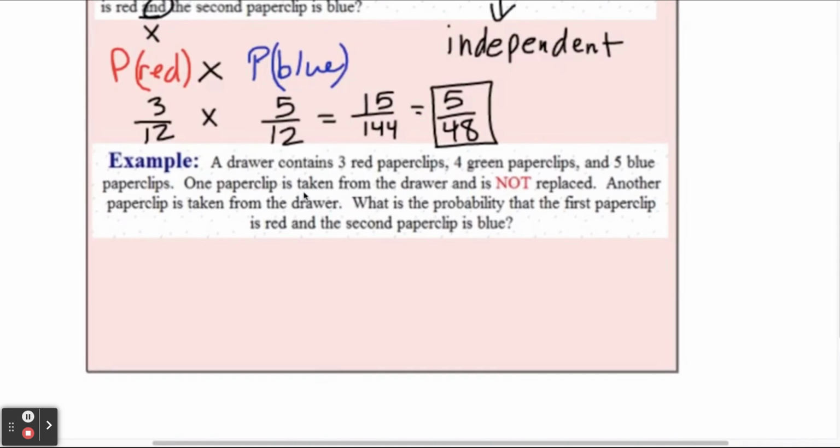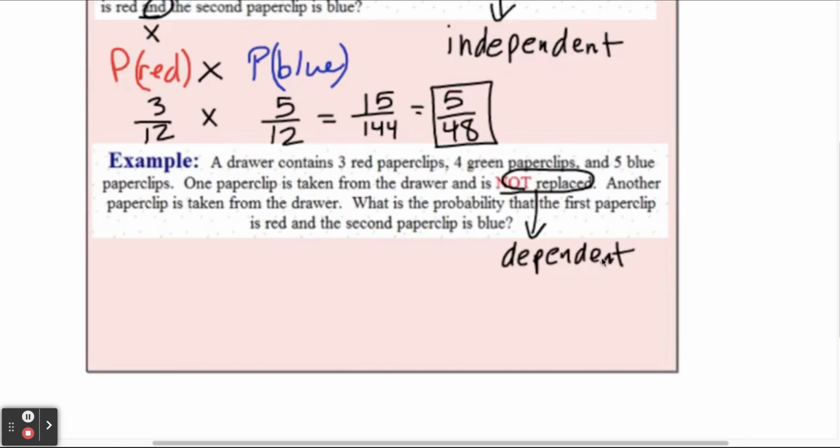Let's read the second one. It's actually the same exact problem for comparison's sake, except you'll notice the red is not replaced. So you draw one paper clip and then you just put it off to the side and draw another one. Since it's without replacement, this would be an example of a dependent problem.